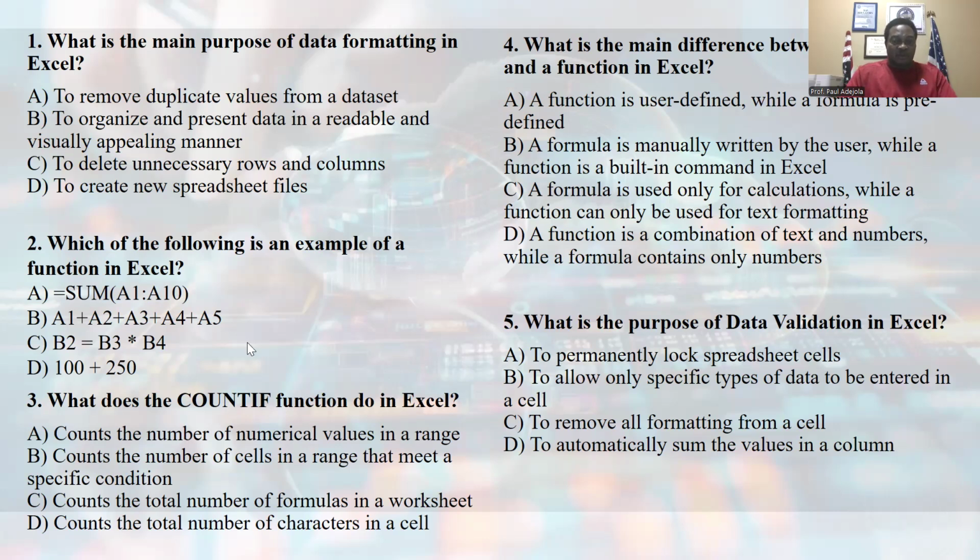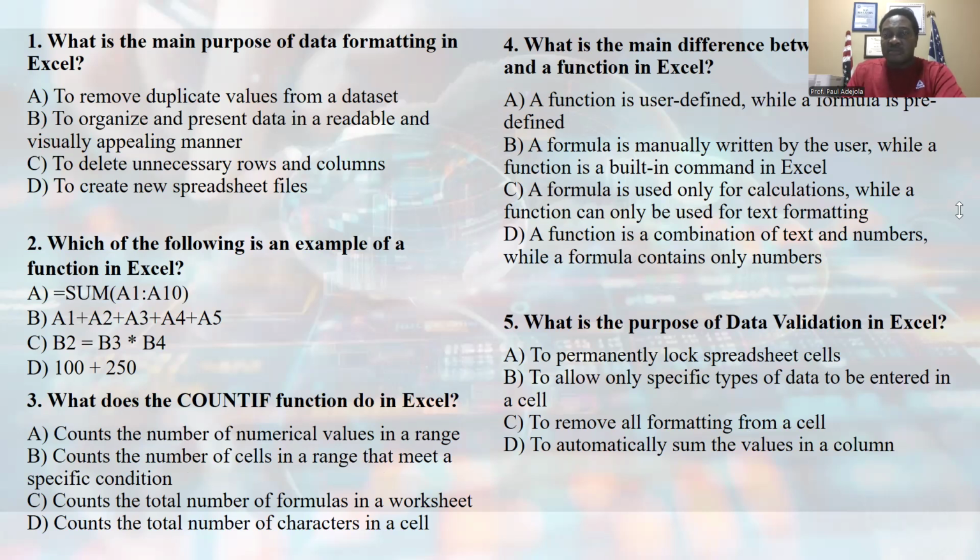Question 3. What does the COUNTIF function do in Excel? It's another very important question. A, counts the number of numerical values in a range. B, counts the number of cells in a range that meet a specific condition. C, counts the total number of formulas in a worksheet. D, counts the total number of characters in a cell. So which one are you picking? The correct answer is B, counts the number of cells in a range that meet a specific condition.